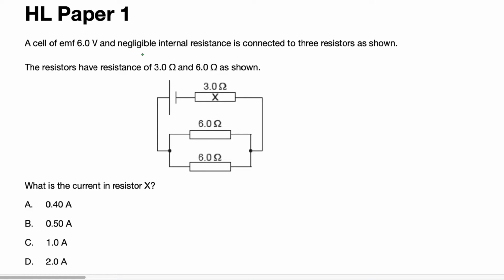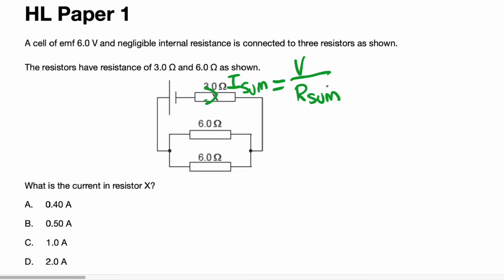A cell of electromotive force 6.0 volt and negligible internal resistance is connected to three resistors as shown. The resistors have resistances of 3 ohm and 6 ohm as shown. What is the current in resistor X? So here is resistor X, and here is current I. We know that the total current passing through resistor X is equal to the total current in the circuit, right? So here it will be I sum. And total current is equal to electromotive force divided by the sum of resistance in the circuit. So in this problem, you just need to solve for the total resistance in the circuit.